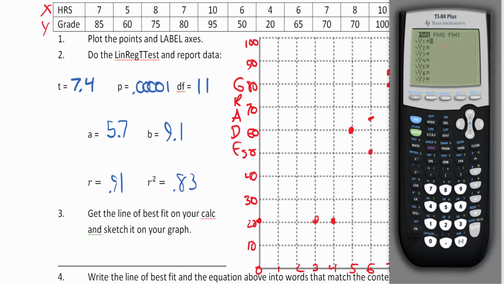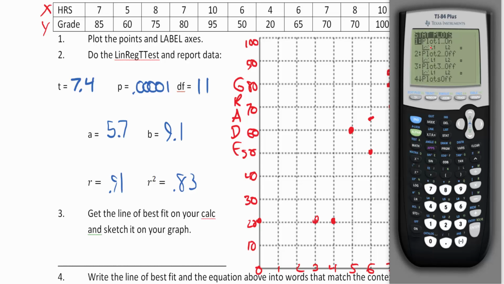The equation I want right here is going to be my A value, my 5.7, see that's my A value, plus, since this 9.1 is positive, 9.1. And then I'm going to click the X key. So this is my line of best fit, or the least squares regression line. Now you'll notice that the plot 1 is black. That's really good. And if I want to double check, I can click second y equals, and I can see the plot 1 is on.